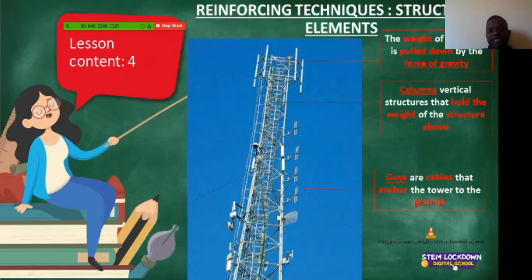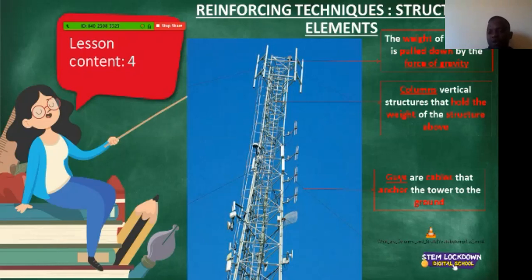So let's investigate this cell phone tower to understand the reinforcement techniques or the structural elements of how this has happened. At the top, the weight of the tower is pulled down by the force of gravity. What is the force of gravity? A teacher taught me this in my physical sciences class long ago in grade 10. Force of gravity is basically the concept that everything that goes up must come down. So if you throw something up, it must come down. It means that everything is being pulled down by the force of gravity, and that is the case with the top of the cell phone tower.